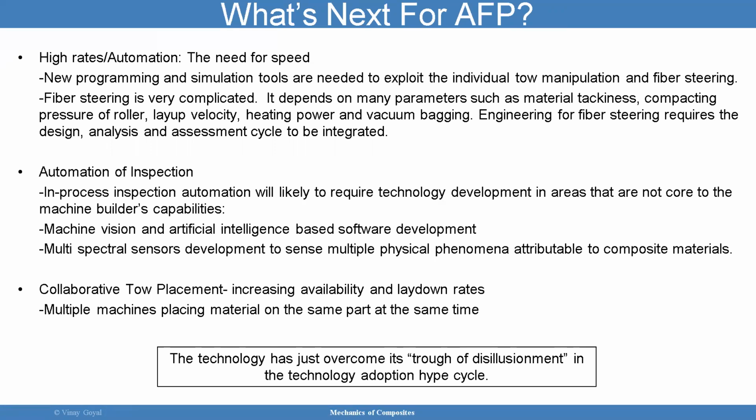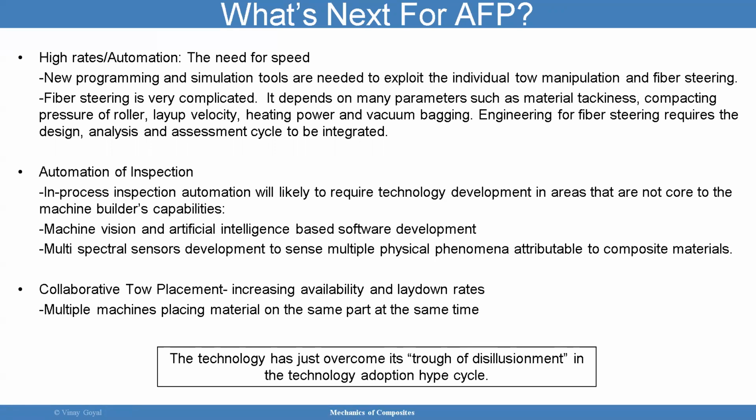Fiber steering is very complicated. It depends on a lot of parameters such as material tackiness, compacting the pressure of the roller, layup velocity, heating power, and vacuum bagging. Engineering for fiber steering requires the design, analysis, and assessment cycles to be integrated. Automation of inspection, that will be very helpful. If you can lay down the composite and also do an inspection process that's automated, that could be quite powerful.